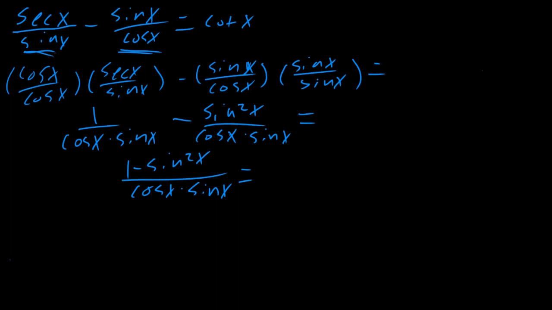And then while we're at it, we're just going to convert cotangent of x into sines and cosines. So cotangent of x is equal to cosine of x over sine of x. 1 minus sine squared of x is equal to cosine squared of x.